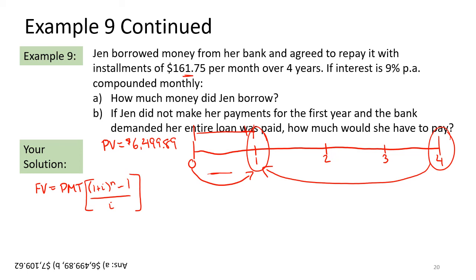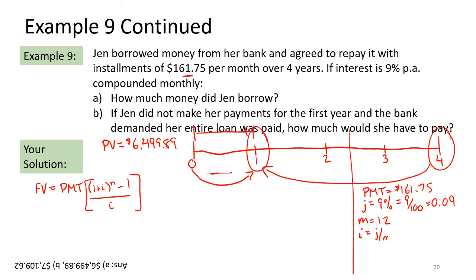So we need to start figuring out what some of these values are. Our payment, in both cases, doesn't change. It's still $161.75. Our interest rate also doesn't change. Our nominal interest rate, again, was 9%, which was 9 divided by 100, removing the percentage sign, was 0.09. M was still 12, right? None of this changed. We still have monthly payments, monthly compounding. So our periodic interest rate, which was j over m, is 0.09 divided by 12, or 0.0075.